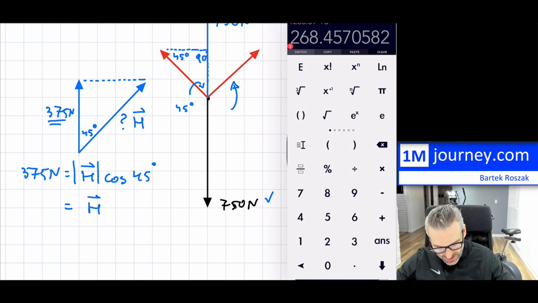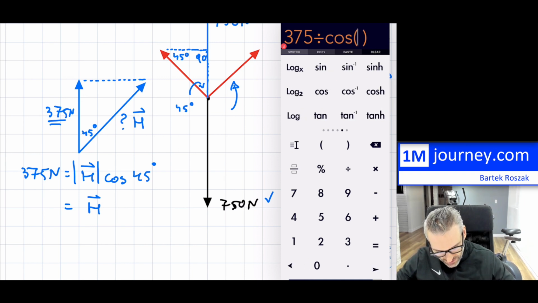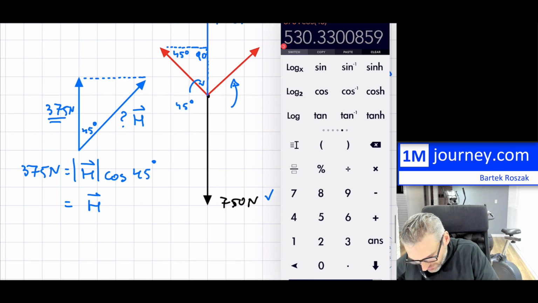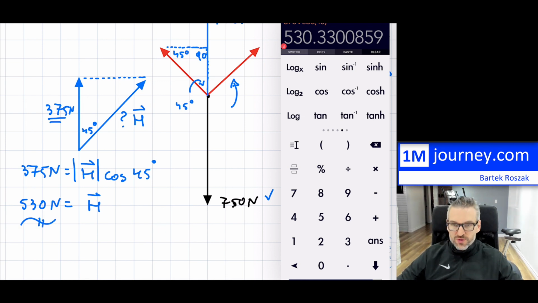So that's going to be 375 divided by, well, cos of 45 is actually 1 over the square root of 2, but I guess I can just put it in as cos 45. So that's going to be approximately 530 newtons. Okay, I'm just rounding it over here. That's the force which is spread.